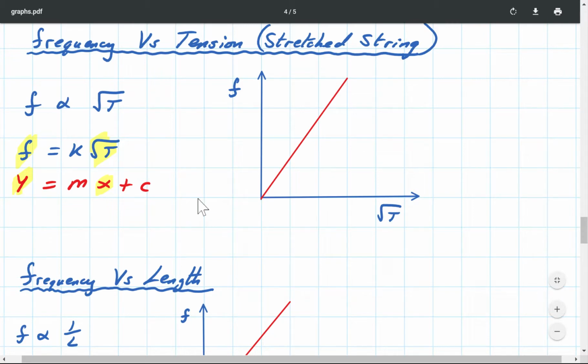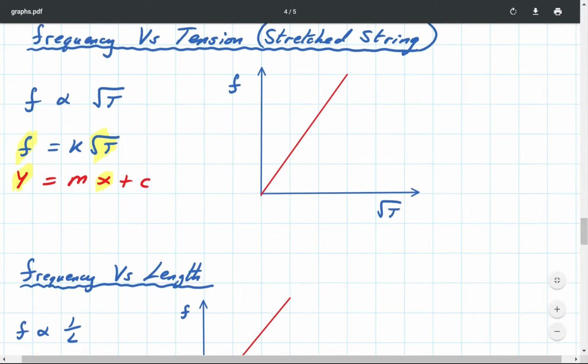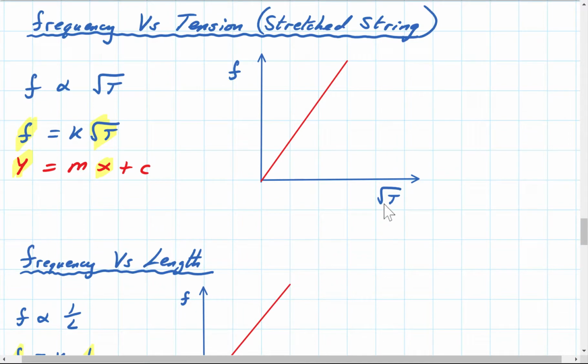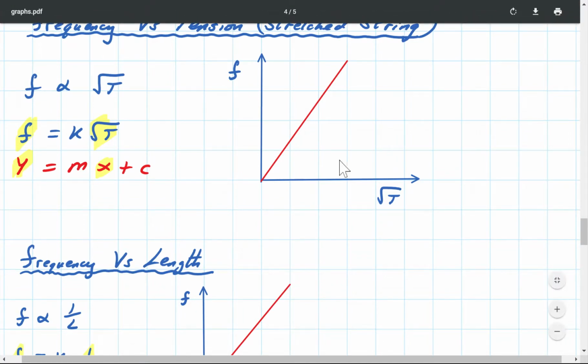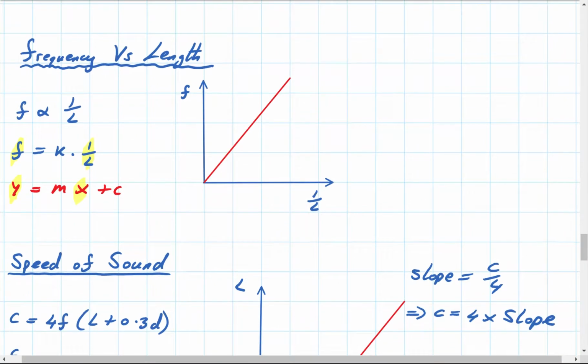And that's basically that. So just make sure that you plot root T versus f. It's also acceptable in this case to square both of them and plot T versus f squared. On to the next one.